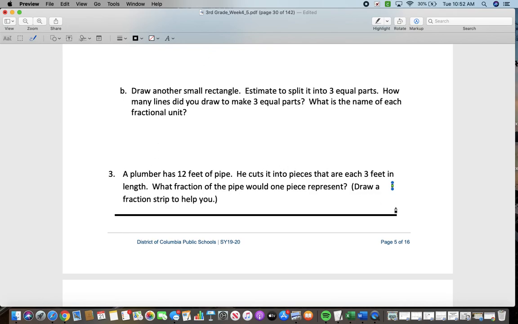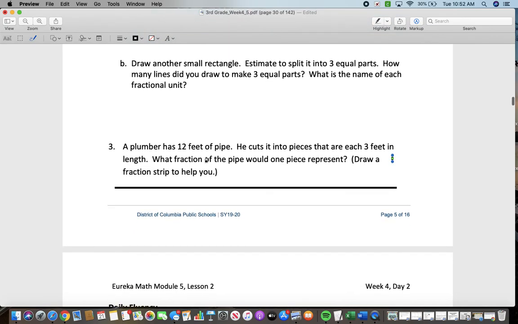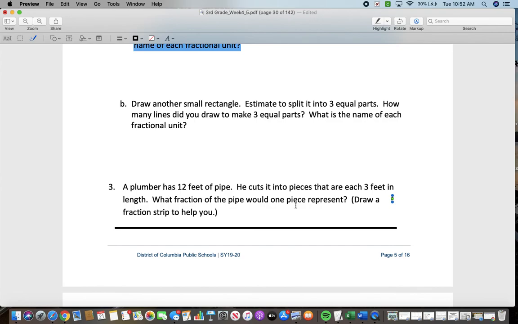And I want to make sure you're drawing the pipe. It says draw a fraction strip to help you. Draw a line to represent the pipe, or you could even draw a whole fraction rectangle. And that is all I need you to be doing for day 1 of week 4.